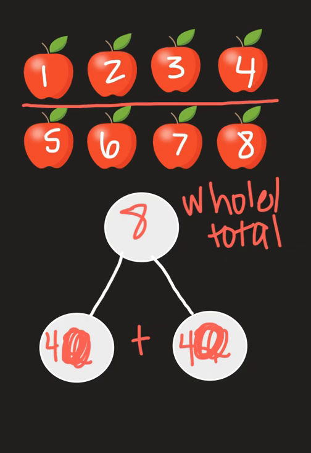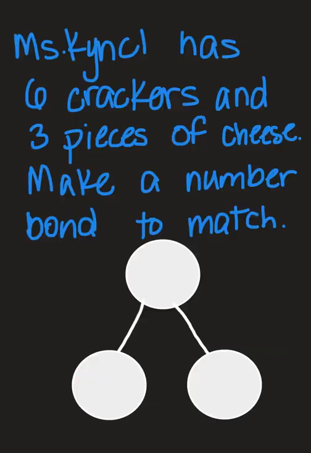So I have 4 are my two parts, right? Because I have 4 on the top and I have 4 on the bottom. Then our total is 8, our whole or total. So let's move on to the next one.